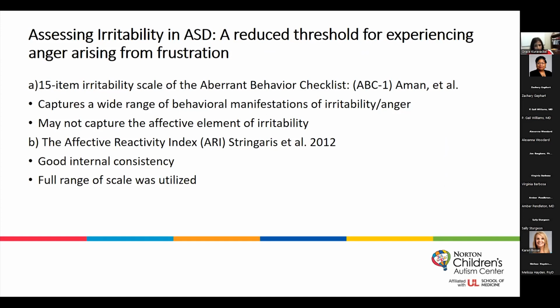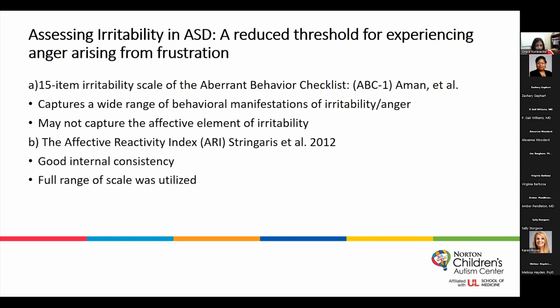So assessing irritability in autism spectrum disorder is also important. We want to know how much irritability is experienced, and we want to see how this index changes with intervention. The two measures that are widely used is the Aberrant Behavior Checklist, or the ABC. There is a 15-item irritability scale on the ABC that is used frequently. I have used this to measure progress in interventions, and it captures a wide range of behavioral manifestations of irritability and anger. But again, it also has its disadvantage. It may not capture the total affective element of irritability in the wider spectrum.